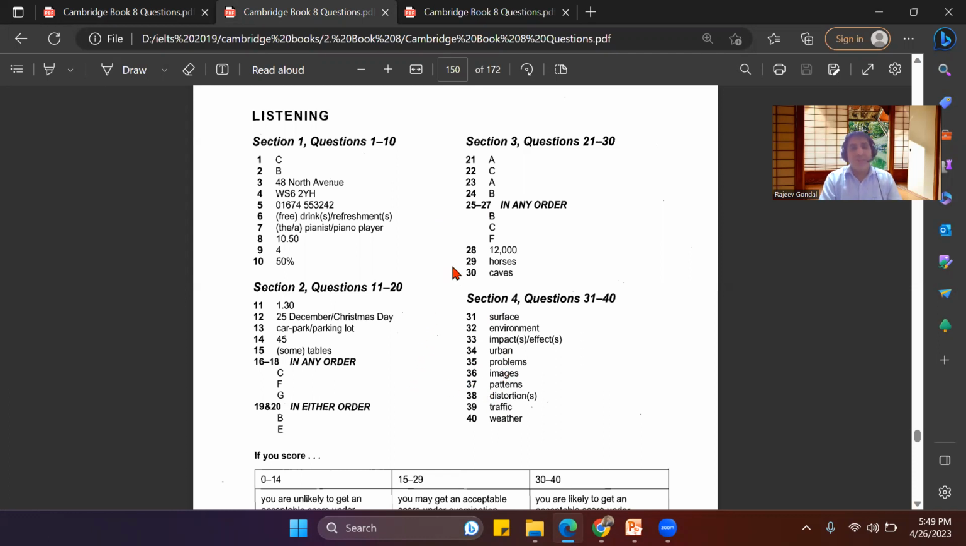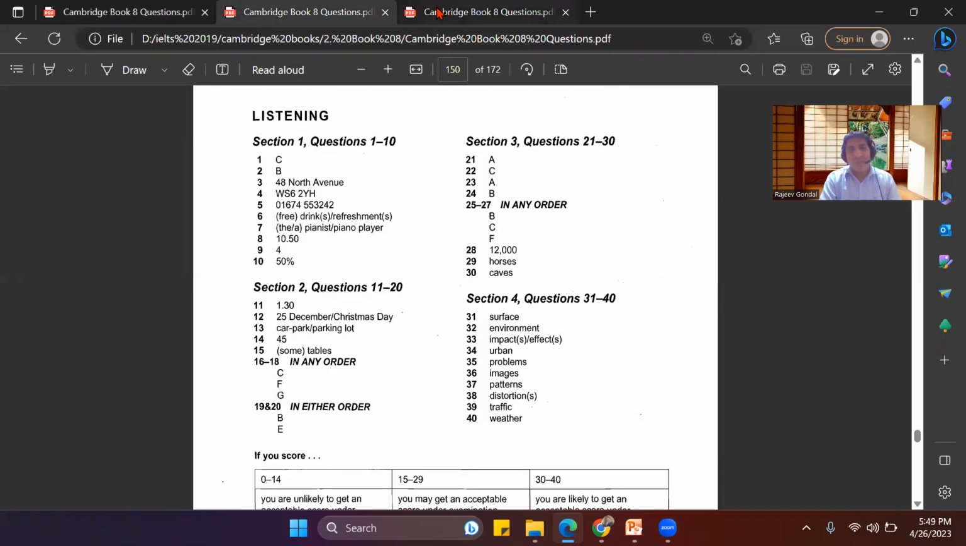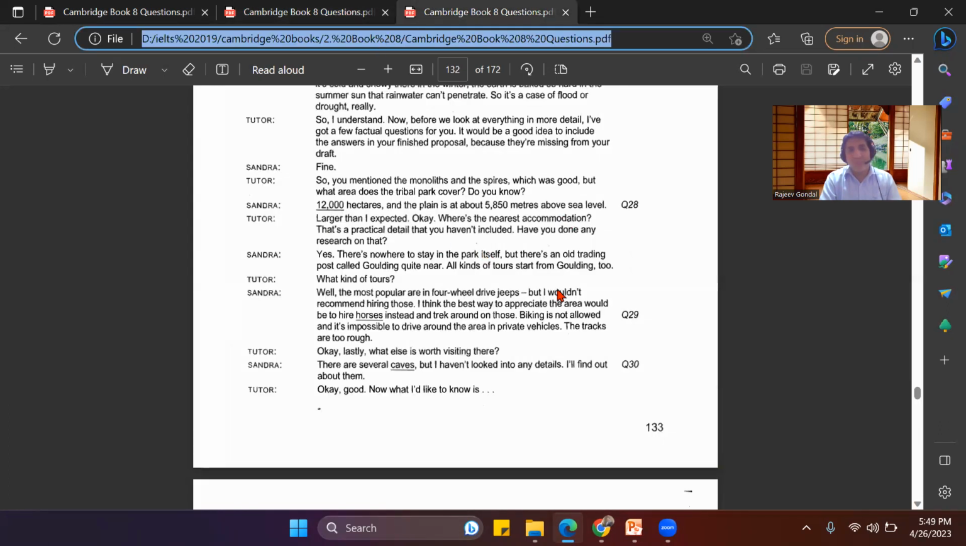Let's say you went wrong on question 28, 29, and 30. Now, how to correct your answers? It's very simple. You are also provided with transcripts. Now, what do you mean by transcript? Transcript is the written form of the test. It's again given in the book itself. As you can see on page 133 of the same PDF, I've opened 3 different pages of the same PDF. So you have got the transcript here. You can read this content and understand where you went wrong.